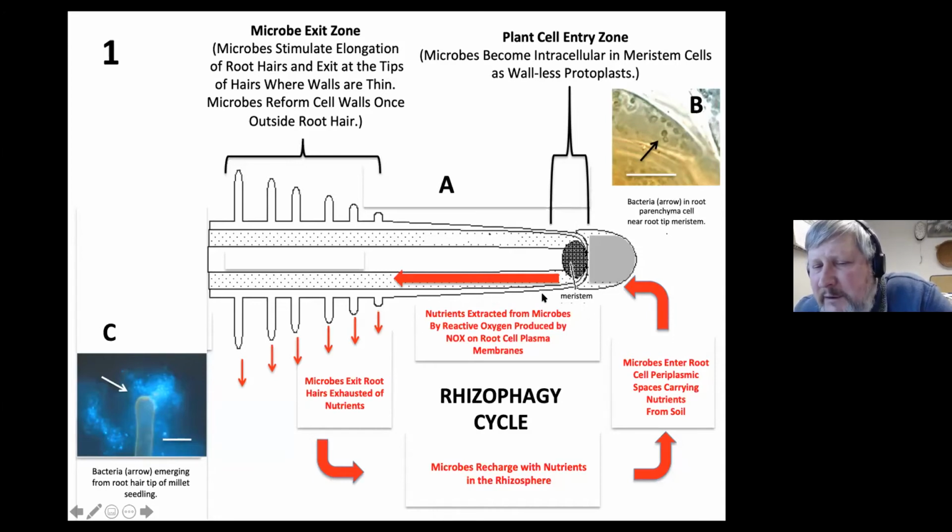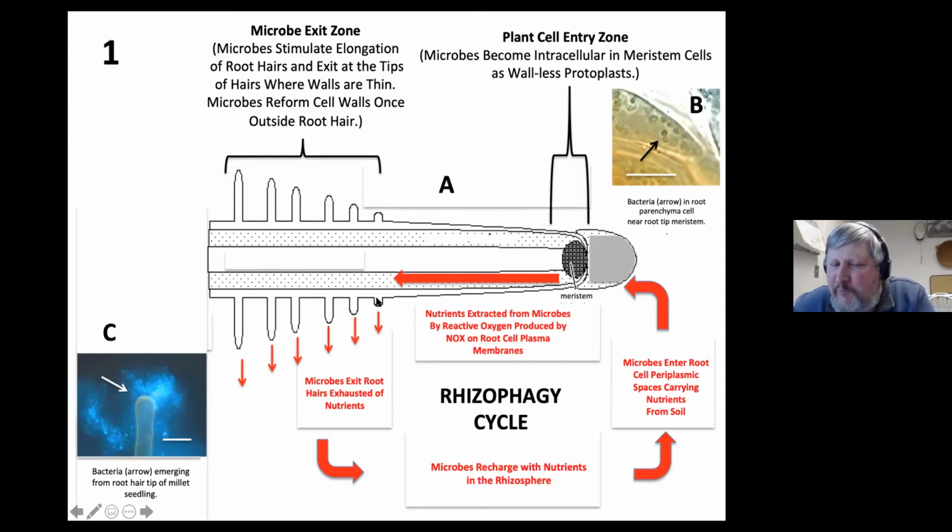They'll be internalized into those cells. And then once they're internalized, the root cell will hit those microbes with superoxide or reactive oxygen. And that will strip the cell walls off of the microbes. It will also extract nutrients from the microbes. And then what happens is those microbes, the surviving microbes, are replicated actually inside those root cells. And then the surviving ones will be ejected.